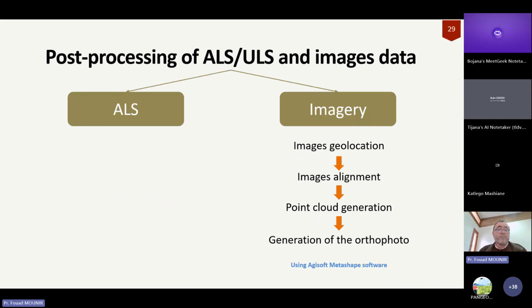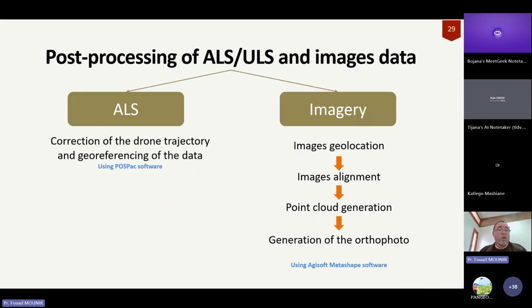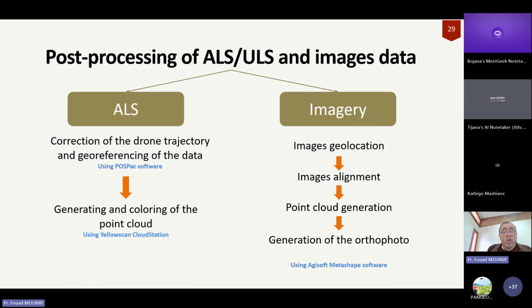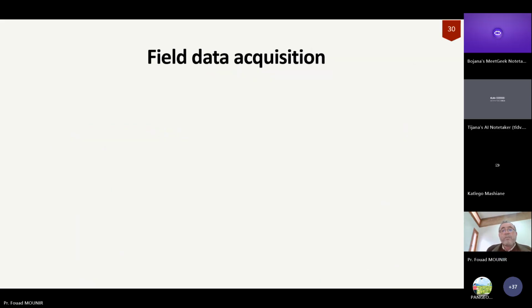For the ALS, we did the correction of the drone trajectory and georeferencing of the data using the Postpac software. And we did the generation and the coloring of the point clouds to be able to separate, after this pre-processing, the foliage from the wood. And we did this using the YellowScan Cloud Station.